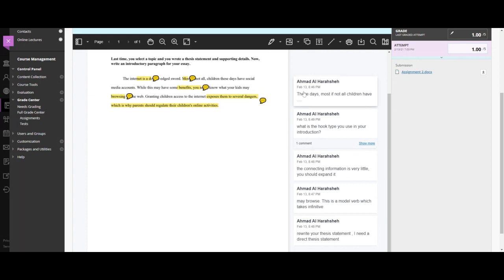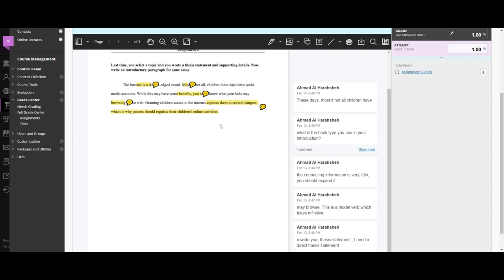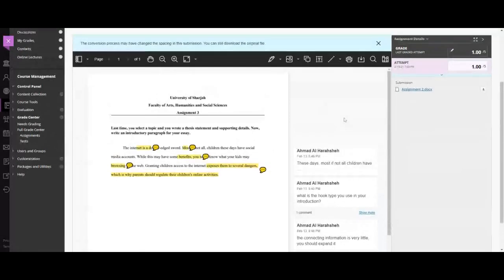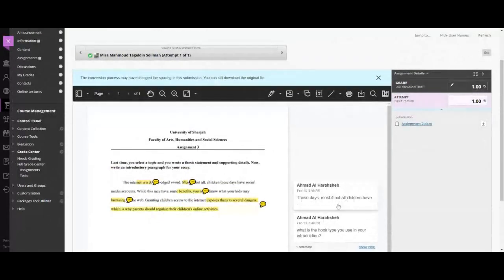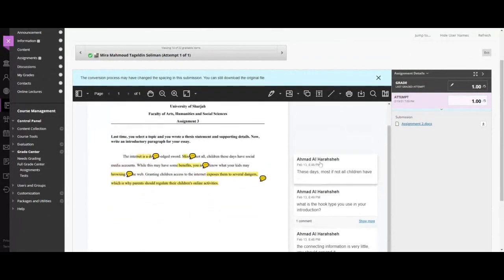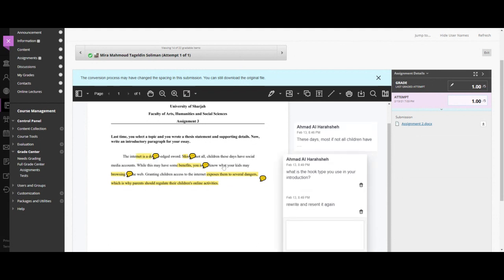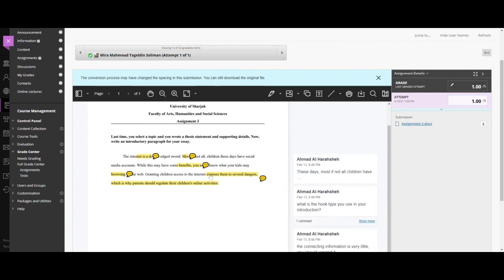Here, you can start, who's the author? Yeah, Mira. You can start: these days, most, if not all, children have, etc. Here, most, if not all, children have. Here, what is the hook type you use in your introduction? Rewrite and resend it again, yeah, Mira.